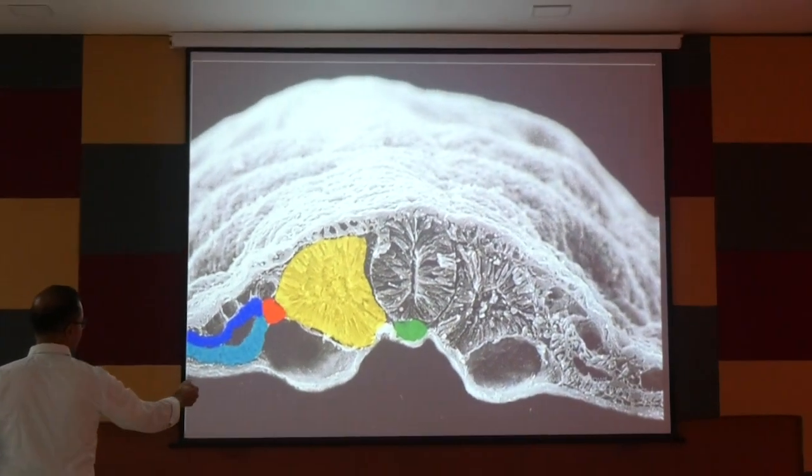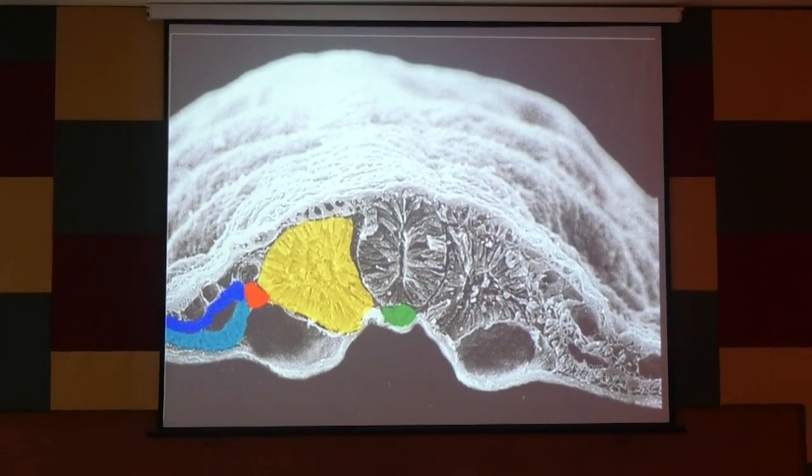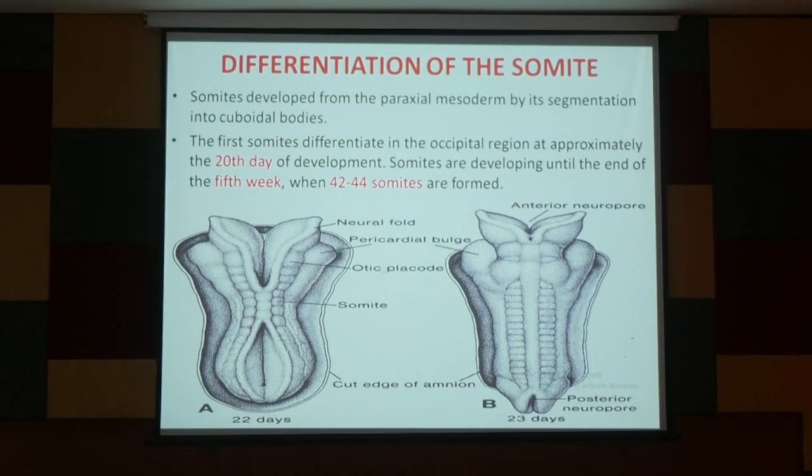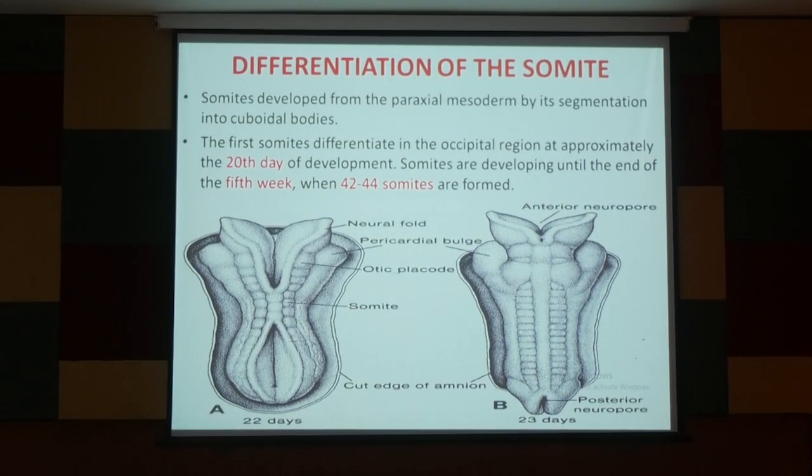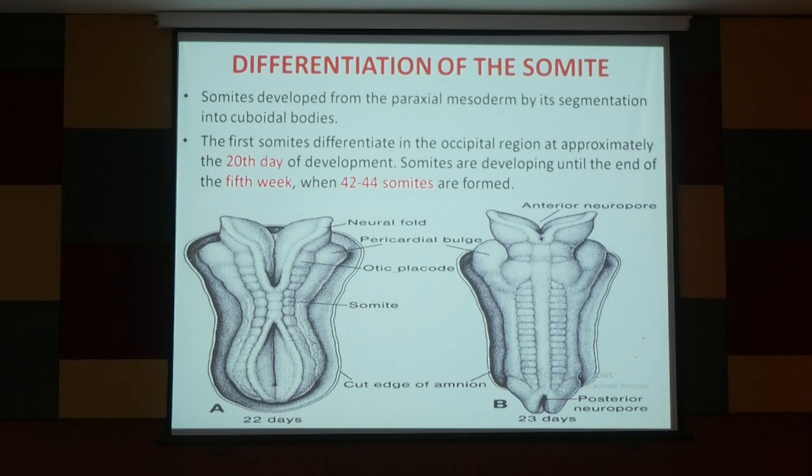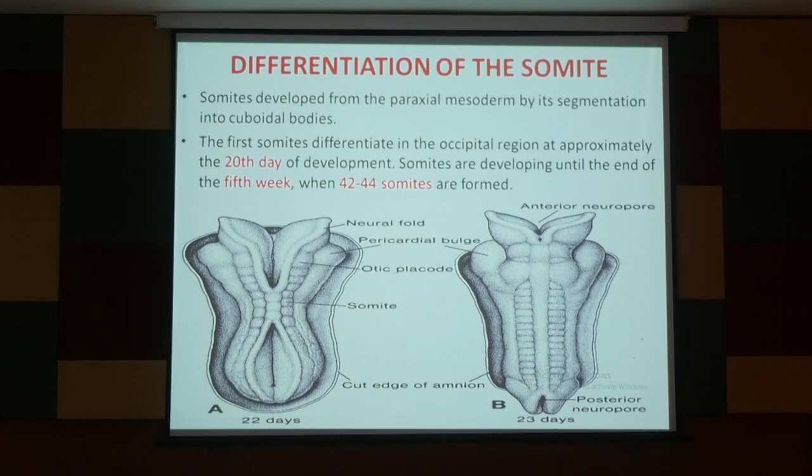So the future fate of this yellow plate is that it breaks down into smaller segments as time moves on. There's a particular time of appearance of somites. They appear craniocaudally, from the cranial region going down, from the 28th day to the 5th week, that means about 35 days. By that time, all the somites have appeared, and the total number will be 42 to 44 at maximum.